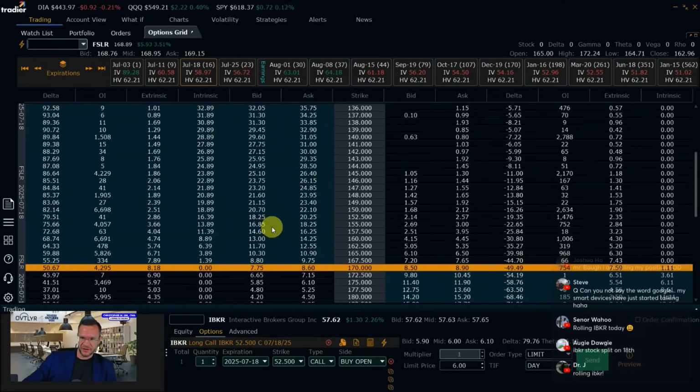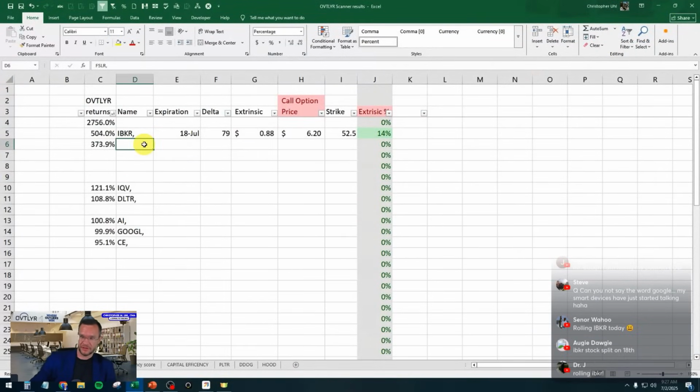So if we go over here, look at this problem though. This is $1.40 wide. I don't know if it's going to stay at $1.40 wide. I'm not interested in that. This one's nearly $2 wide. I'm not interested in that. So I wouldn't trade FSLR for that exact reason. The liquidity is not tight enough for me to take the trade. So I would delete that.